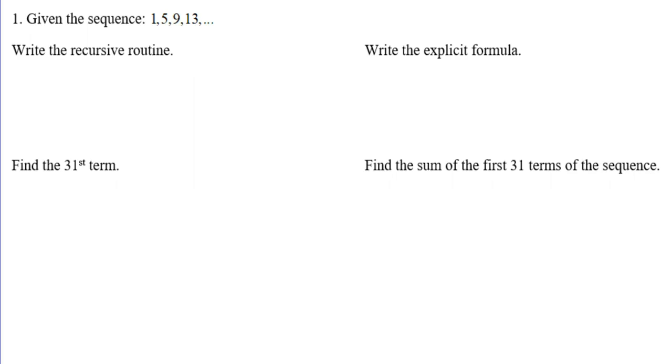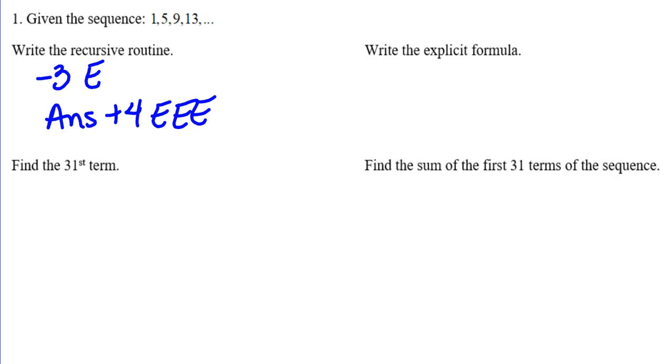So if I'm talking about the recursive routine, we have to recognize that the first term here is 1. So I've got to figure out the pattern going forward and then backtrack to get our a sub 0. So 1 to 5, 5 to 9, 9 to 13. I know I'm adding 4 each time to go forwards. So to go backwards, I have to subtract 4. So 1 minus 4 would be negative 3. Therefore, my recursive routine would be negative 3, enter, answer plus 4, enter, enter, enter.